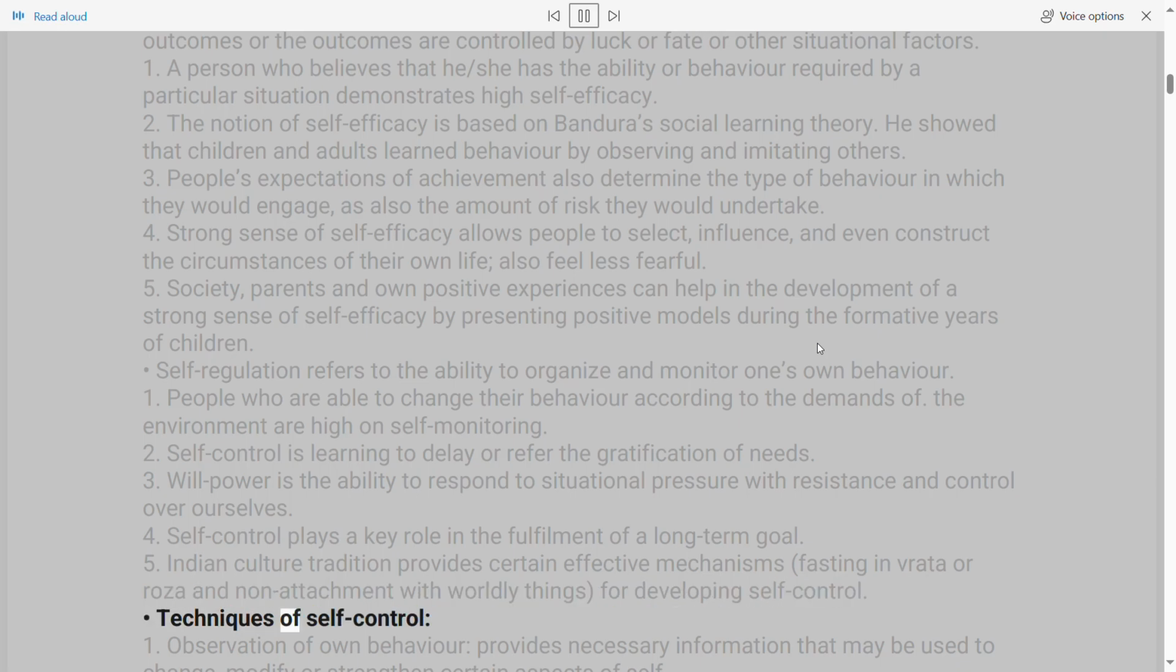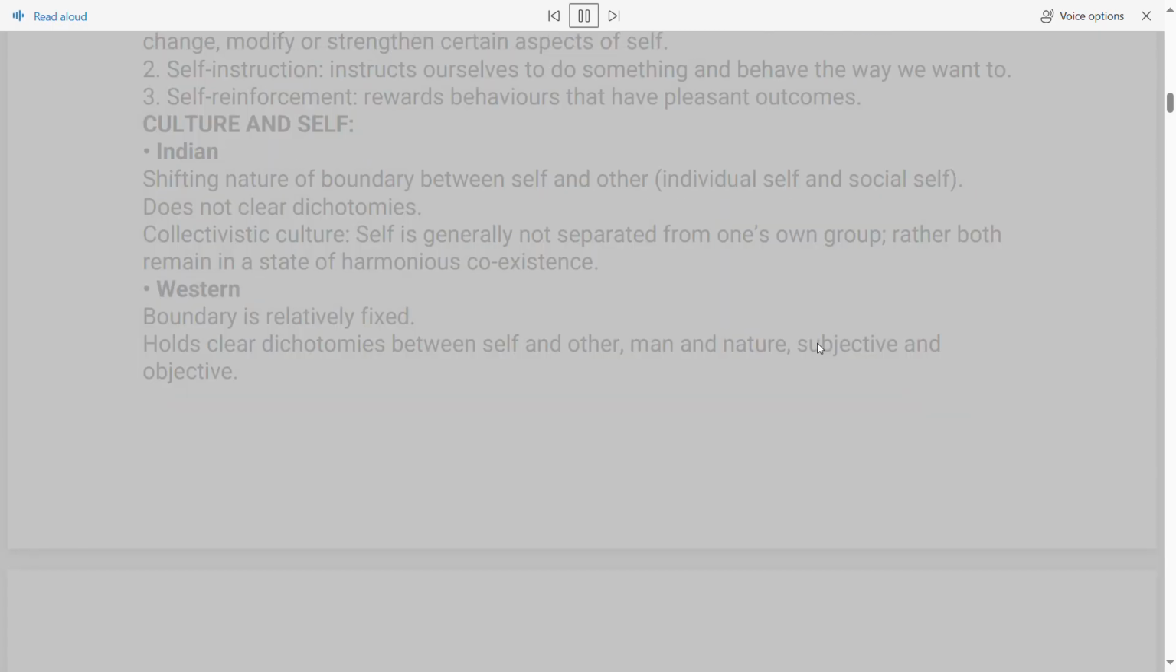Techniques of self-control. 1. Observation of own behavior provides necessary information that may be used to change, modify or strengthen certain aspects of self. 2. Self-instruction: instructing ourselves to do something and behave the way we want to. 3. Self-reinforcement rewards behaviors that have pleasant outcomes.